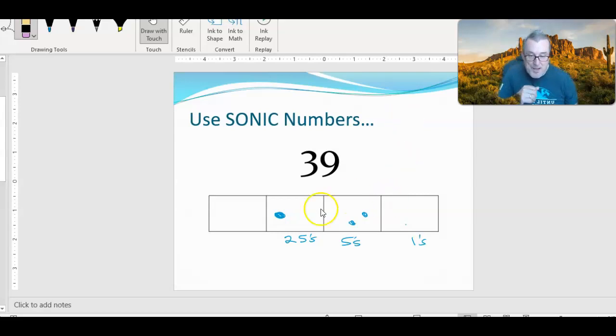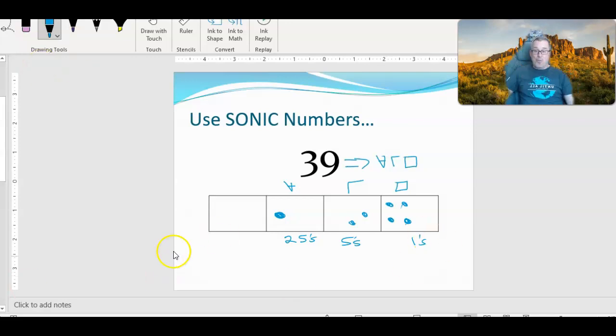I've got 2 5s, so imagine this, 25, 30, 35, and then 36, 37, 38, 39. And 4 is fine. And so 39 in the sonic number system, I would have 1 bundle of 25, I would have 2 bundles of 5, and I would have 4 singles. So in sonic numbers, the number 39 is the upside down A, a 1, followed by a 2, followed by a 4. 1, 2, 4, but not literally 1. It's 1 bundle of 25, 2 bundles of 5 and 4 1s. So 25, 30, 35, 36, 37, 38, 39.